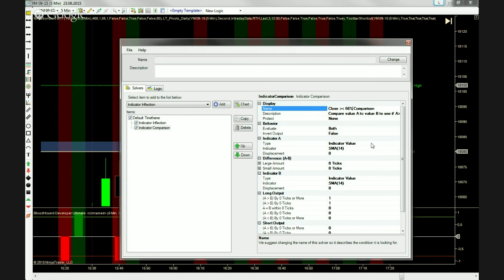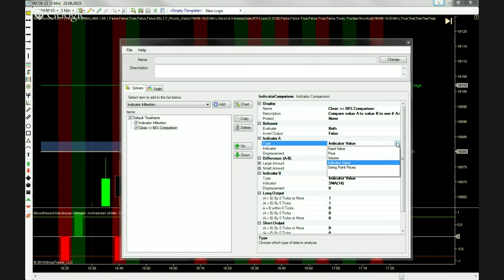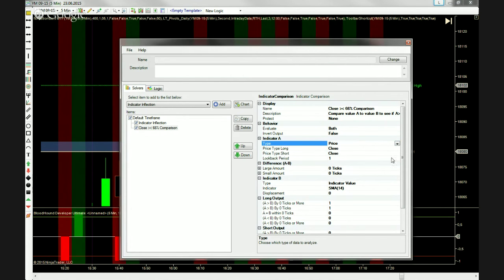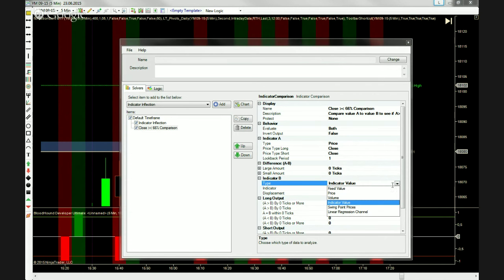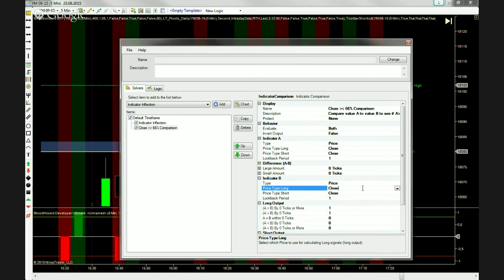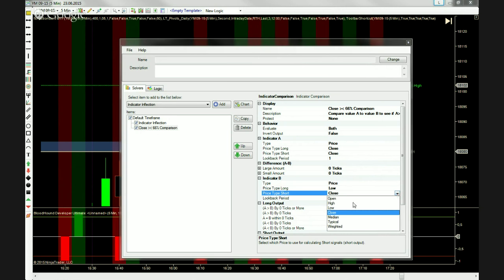Okay, so the indicator A is going to be price, and indicator B is going to be the high and the low of the bar. So for long, we're going to compare with the low because the close is going to be in the upper area of the range, and for shorts, we're going to be comparing with the high because it's going to be closing in the lower area of the range.